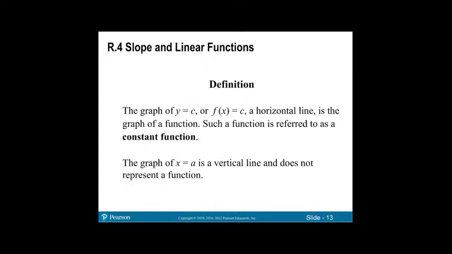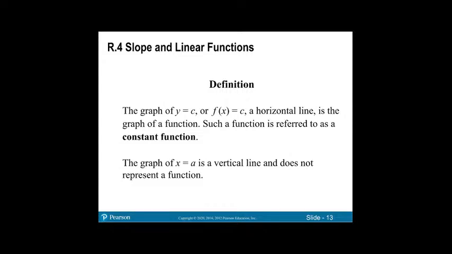So now we have another definition. It says the graph of y equals c, or f of x equals c, a horizontal line, is the graph of a function. Such a function is referred to as a constant function. So if we have y equals a number, we call that a constant function. The graph of x equals a is going to be a vertical line and does not represent a function.